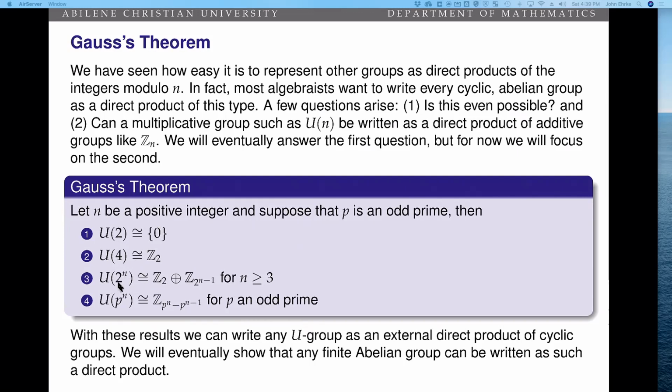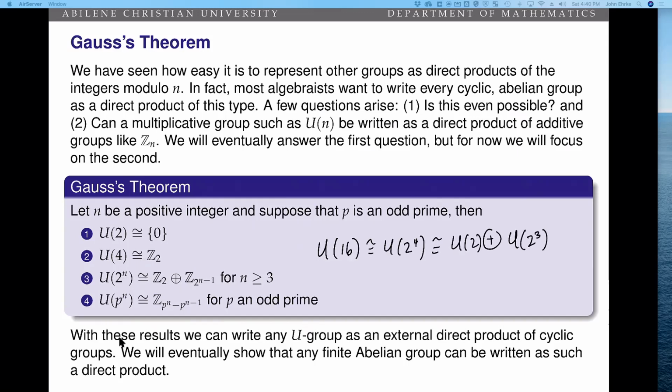So if you have a repeated factor of 2, then you can isomorphically decompose it this way. You can decompose it into 2 to the 1 and then 2 to the n minus 1. So for example, if you had U to the 16, we know that's the same as U to the 2 to the 4, which according to Gauss's theorem would be the same as U2 direct product U, let's see, this would be 2, you just go one less, right? So this would be 2 cubed, right?